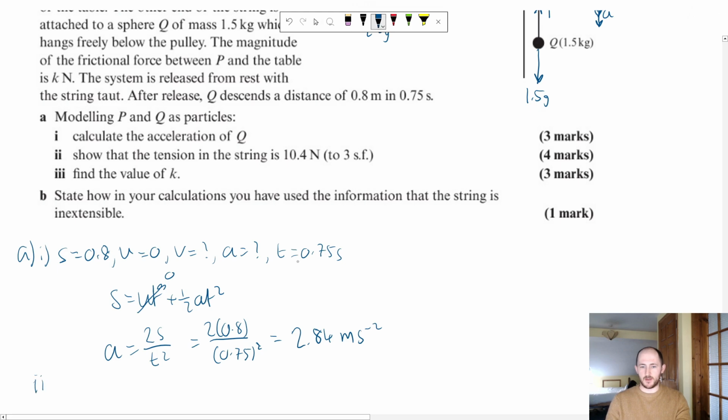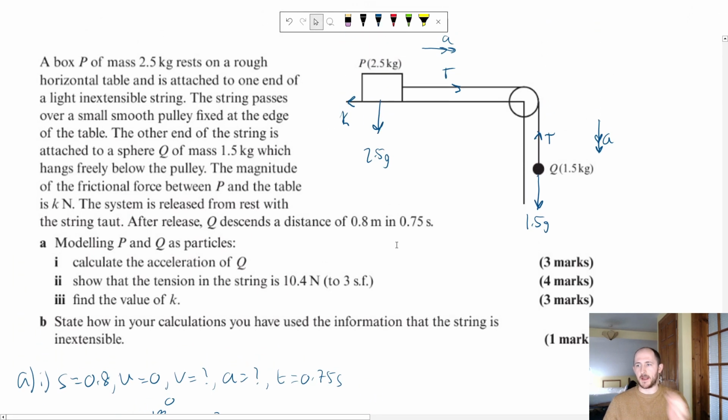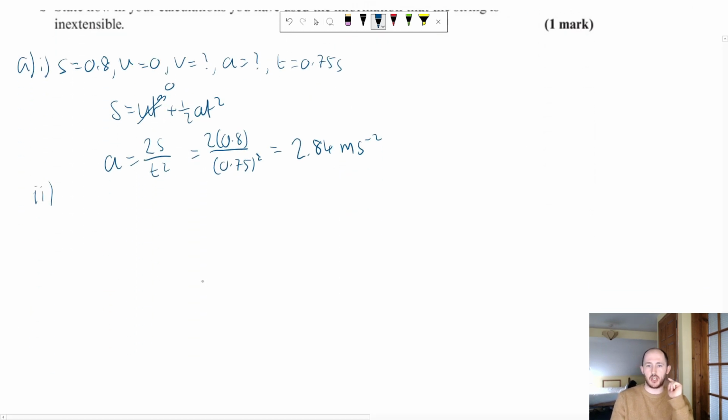Part 2. Show that the tension is... Okay, so again, this is where we're going to actually start resolving. Now, I would always recommend resolving P and Q if you're unsure, but if we have a look at this, P has 2 unknowns, T and K. We know what A is now, whereas Q only has 1 unknown, tension. So let's resolve for Q, and I like to take the direction of acceleration, which is downwards, as positive.